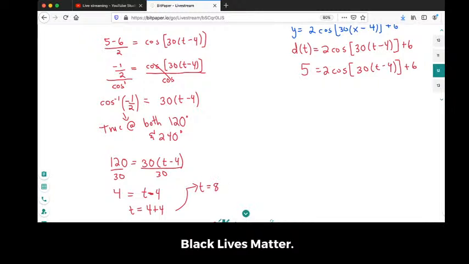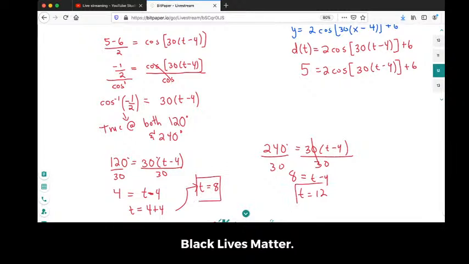And that means one answer for t is 8. So now let's use that same logic and use 240 degrees, because again, it's also accurate for 240 degrees. This is degrees as well. So then I get 30 times t minus 4. Again, same concept. Divide. Oh, not the right slash. There we go. So 240 divided by 30 is 8. So then we get 8 equals t minus 4 and t equals 12. So t equals 8 and t equals 12 are both correct in this instance.